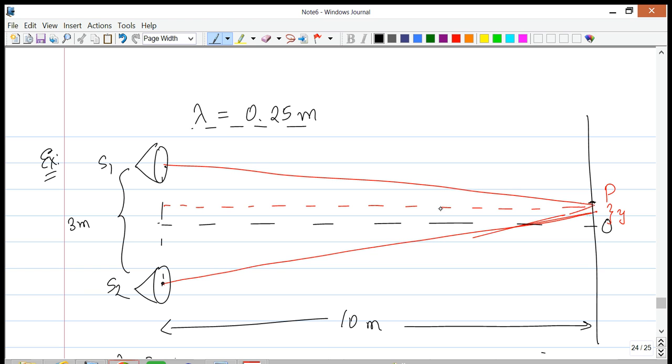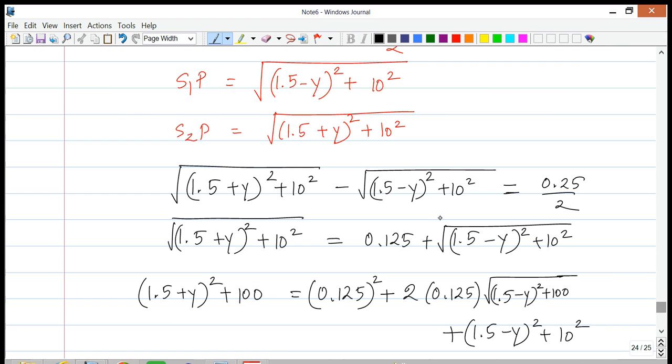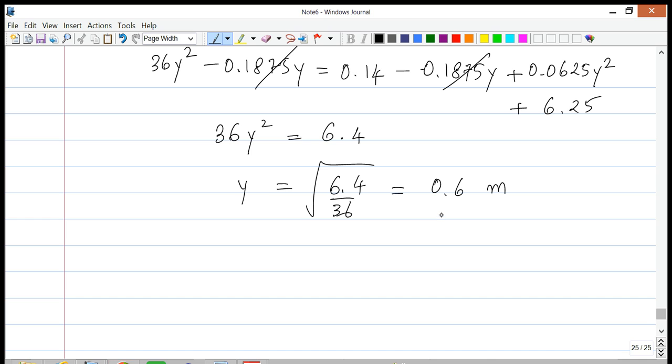Go through the algebra. It's something new to learn, and figure it out. Okay, find the position of the first maximum.